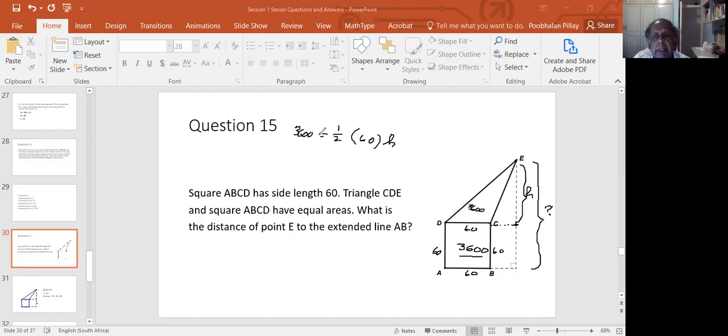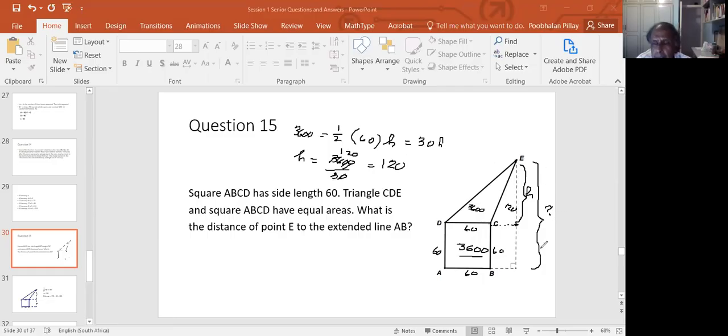But now you have a simple equation. Half of 60 is 30, times H. So you have 3600 on one side and 30 on the other. So you divide these two, the tens cancel, 3 goes into 36 twelve times, so H is 120. So this part here is 120.